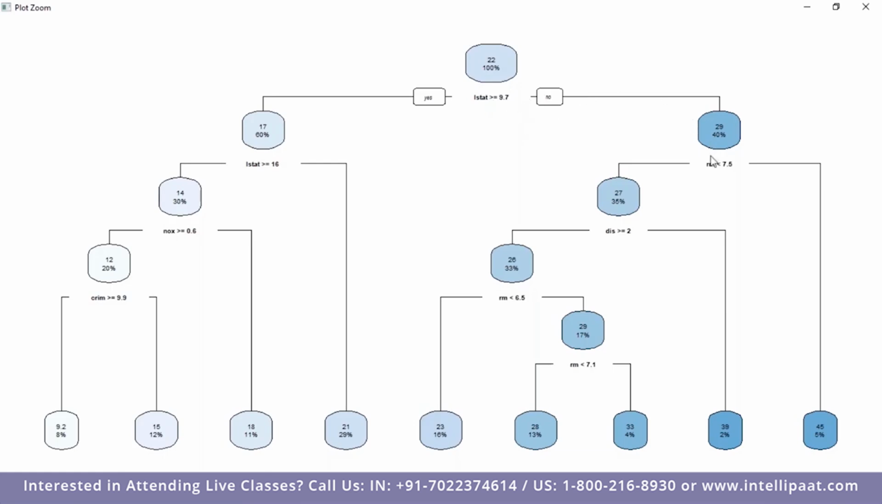So let's go to the right side first. LSTAT is, let's say, less than 9.7, so we go to the right side. Here we check if RM is less than 7.5. If it's less than 7.5, again left side. If it's greater than 7.5, we come to the right side. So this is how the split is happening.